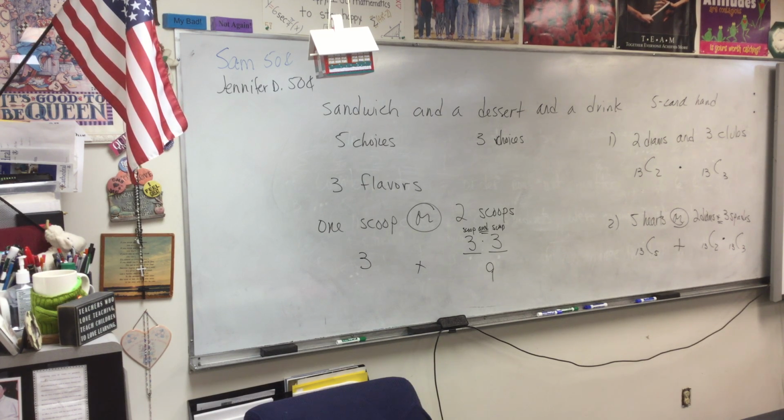So 3 science, 5 math, 2 English choices. I need to pick one of each. How many ways can I do that? I need to pick a math and a science and an English. One more time. There are 3 science, 5 math, 2 English. I need to pick one of each because I have to take a math, a science, and an English. How many ways can I do that?